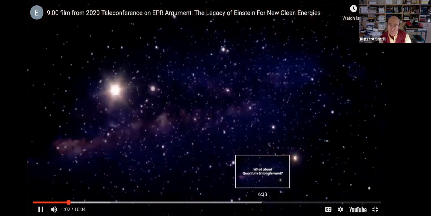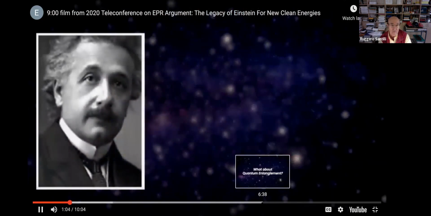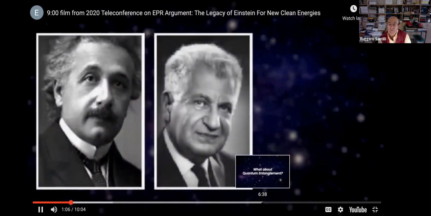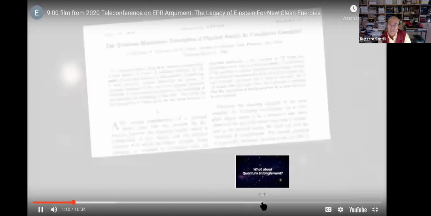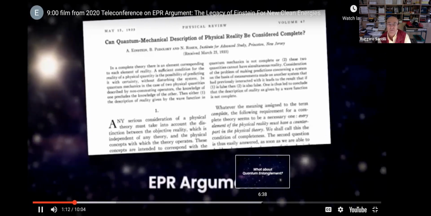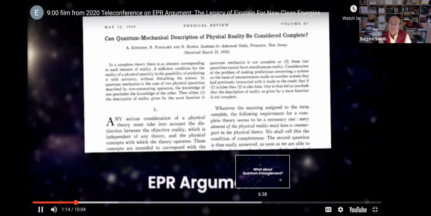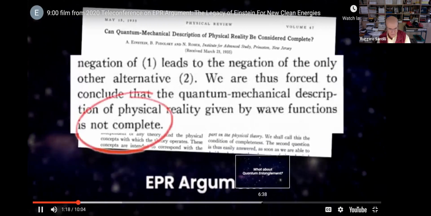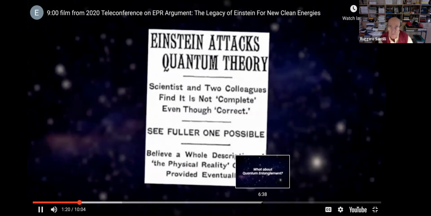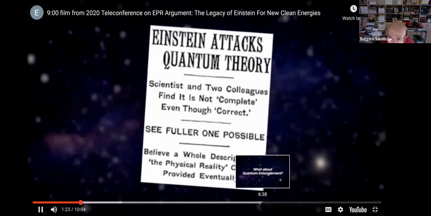To account for such a violation, Einstein and two of his graduate students, Boris Podolsky and Nathan Rosen, jointly published a paper in 1935 that became known as the EPR argument. Their paper concluded that quantum mechanics is not a complete theory. Debate and discussion of the EPR argument continues to this day.